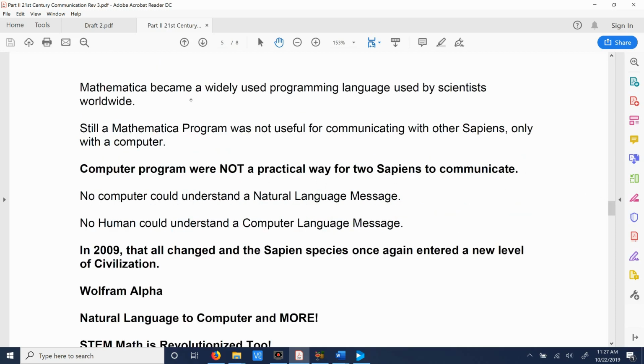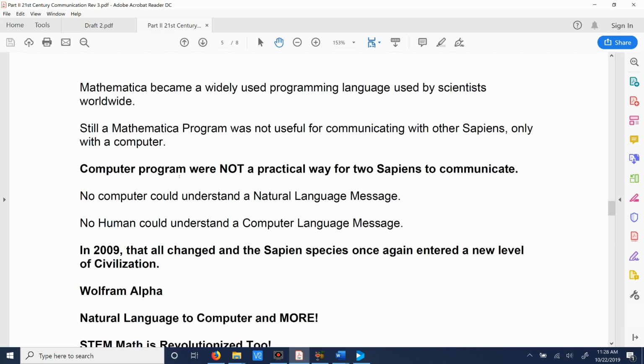Well, Mathematica then, of course, as you can imagine, became a very widely used programming language by scientists worldwide. Wolfram Research has sold many copies of it, thousands no doubt, and it became widely used. In fact, there's a lot of science today, a lot of technology could not have been developed without Mathematica. But still, the Mathematica program was not useful communicating with other sapiens, only with a computer.